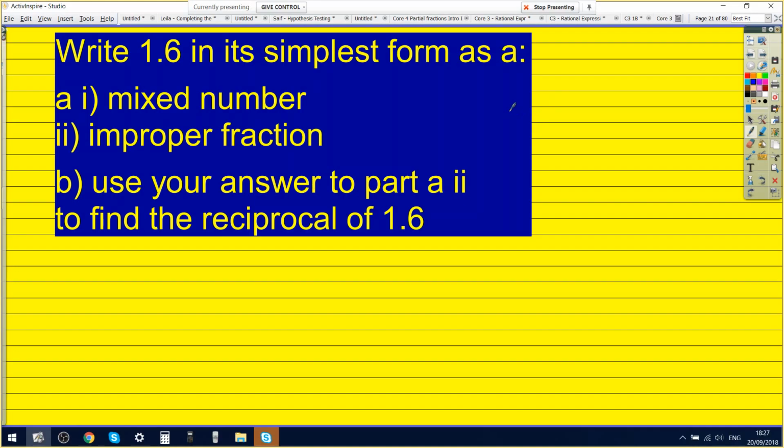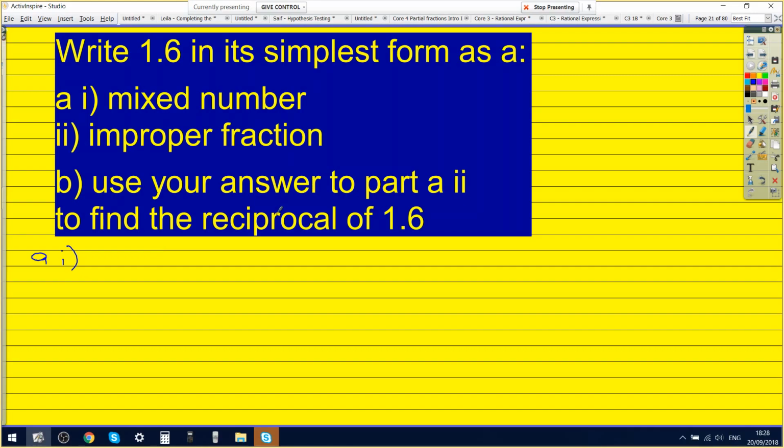Okay, so 1.6, do you know how to write that as a mixed number or as a fraction in any form? Sorry about that. So 1.6. Mixed number. What's the mixed number? Or a fraction of any kind.